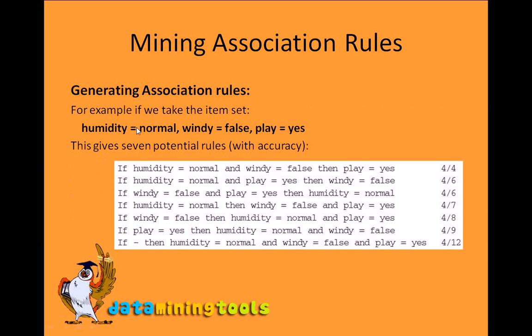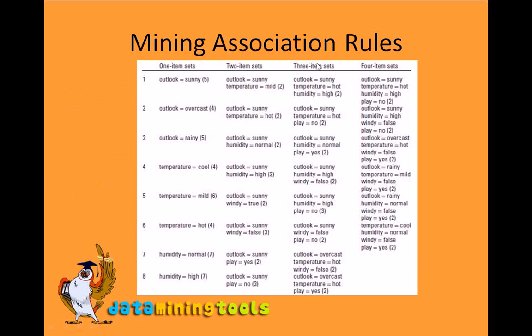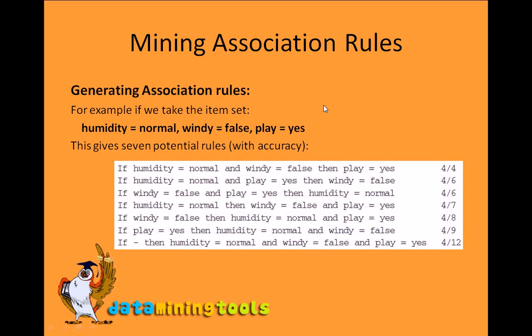Say for humidity equals normal, if you take this item set, this is basically a three item set. If you go to the table, we are talking about three item sets over here. So we take this item set: humidity equals normal, windy equals false, and play equals yes. If we permute these three, we can have 7 potential rules, for humidity equals normal and windy equals false, and then play equals yes. And then these are the other rules which we have.